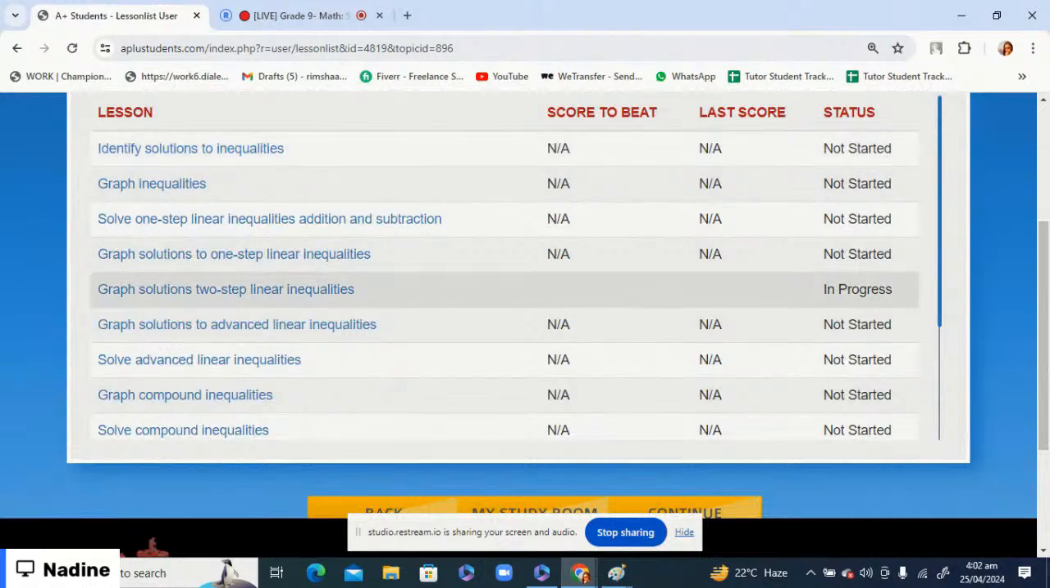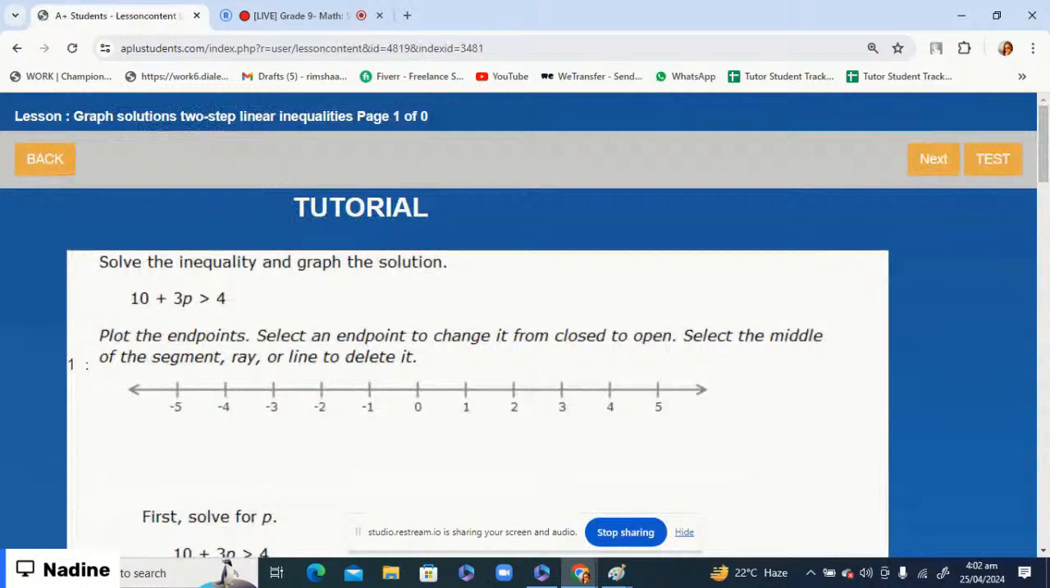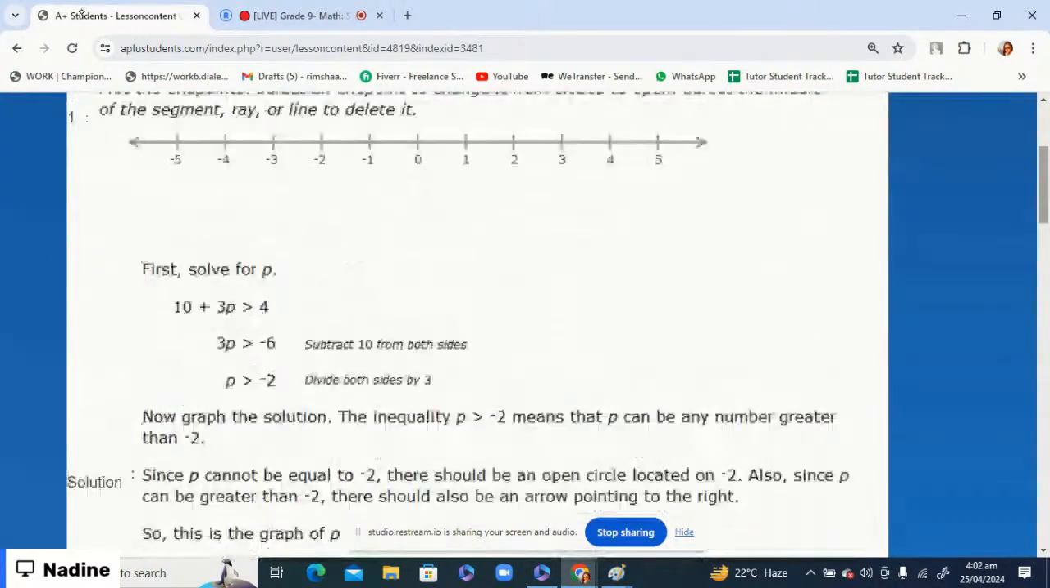This is the first lesson, graph solutions to step linear inequalities. Let me open it. Solve the inequalities and graph the solution. First of all, we are going to solve this inequality, and then we put it on the graph line and mark it.